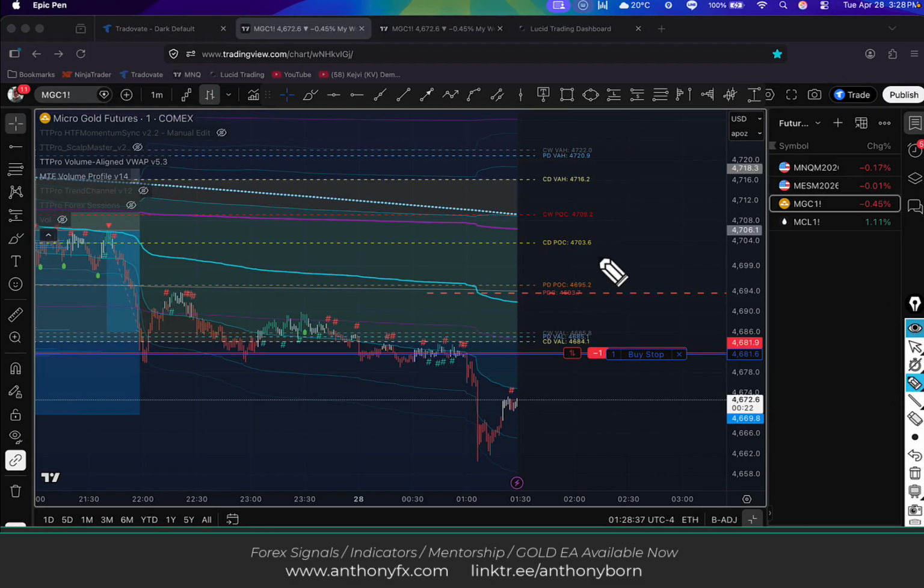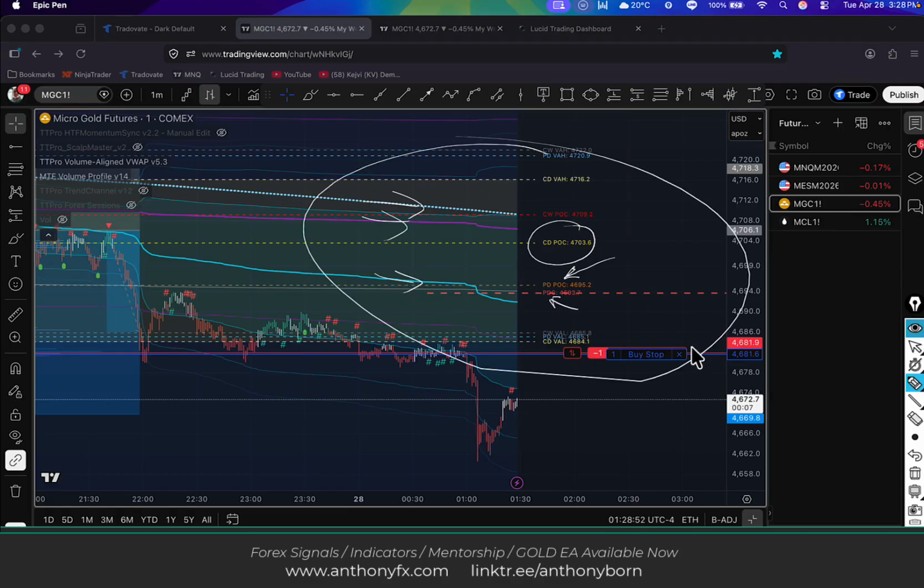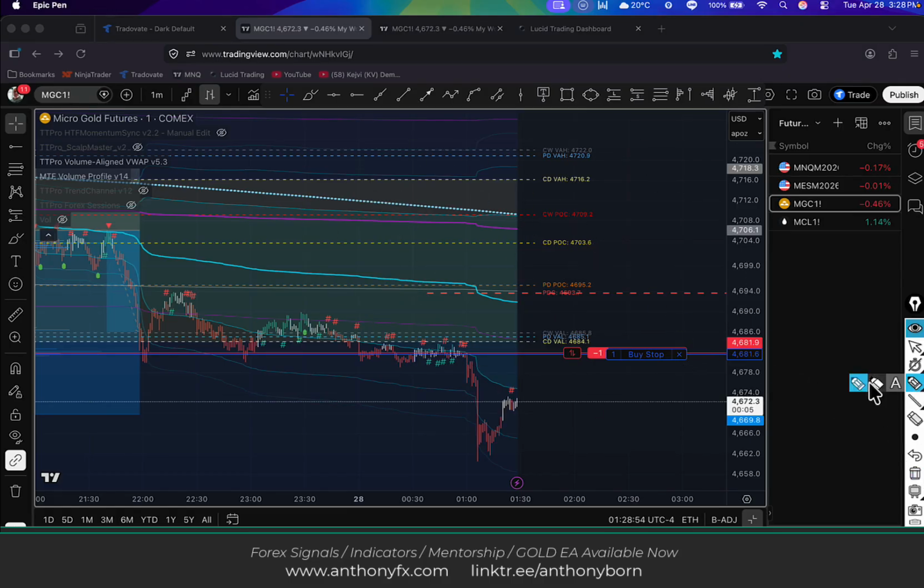Okay, number one. So what you've got to look for? Current day POC, we're under it. Previous day POC, we're under it. Previous day PDC, previous day close, we're under it. We're under this, we're under this, that's all. You're just waiting for all that stuff to come together, and then you take a breakout.